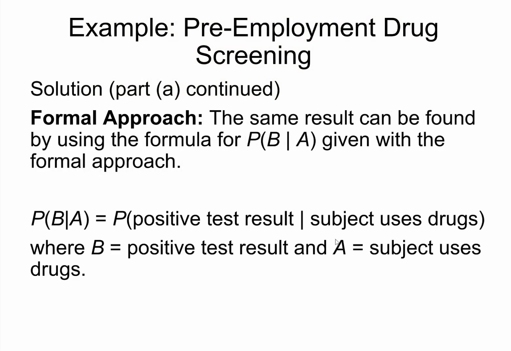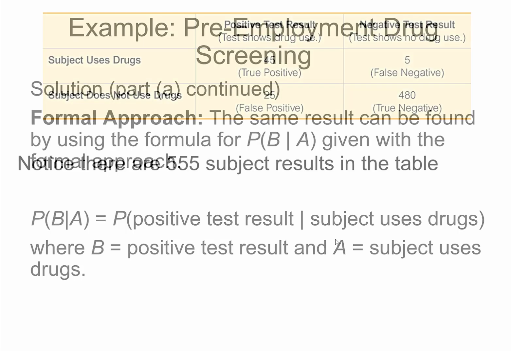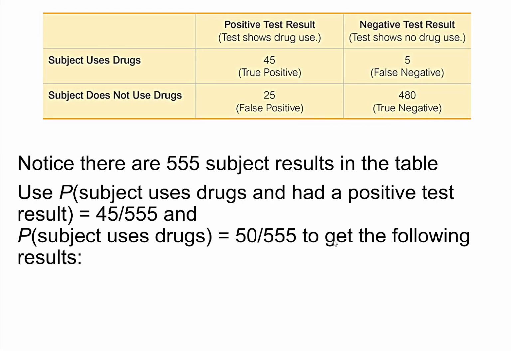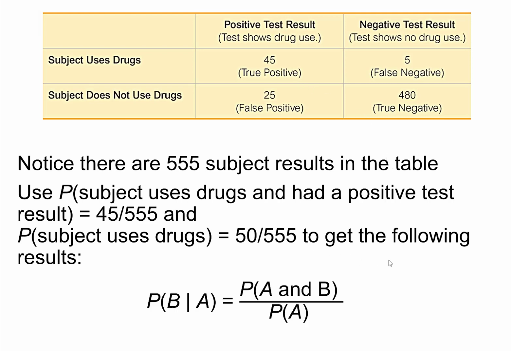The more formal approach is using the formula that we showed before. And so if we notice in the table, there's going to be 555 subjects. 45 of those used drugs and had a positive result. That's going to be the numerator. The denominator is going to be the probability of using drugs, which is 50 over 555.